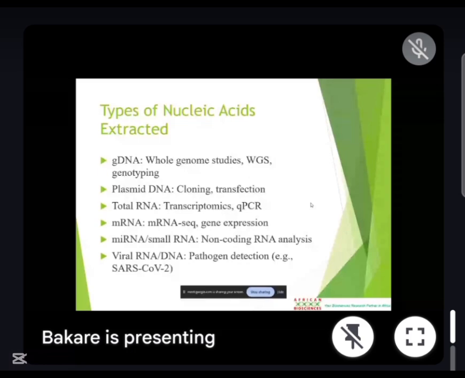So all these extracted nucleic acids, there are kits that you can use for them, so it depends on the study. You cannot want to do cloning now and say you will use a whole genome DNA, or I want to do qPCR now and I want to use genome DNA. It's not possible because qPCR for expression study you have to use RNA, then you convert it to a cDNA before you run it on the qPCR machine.